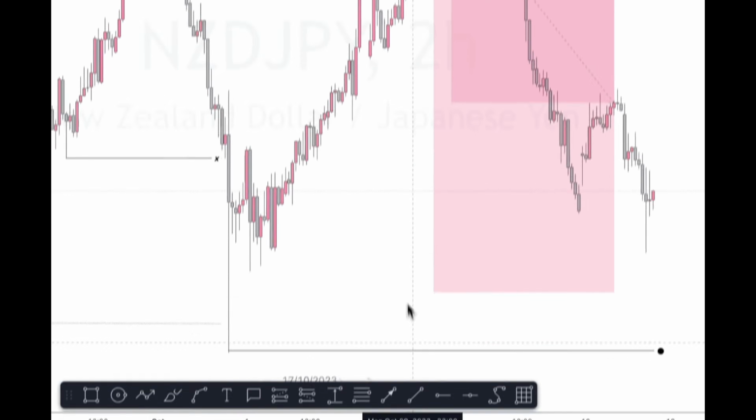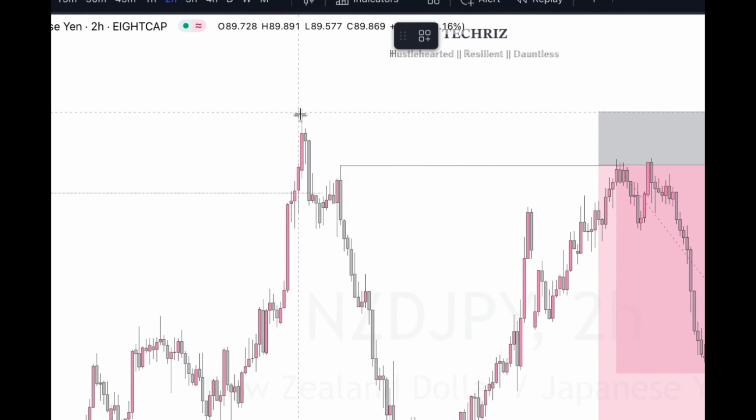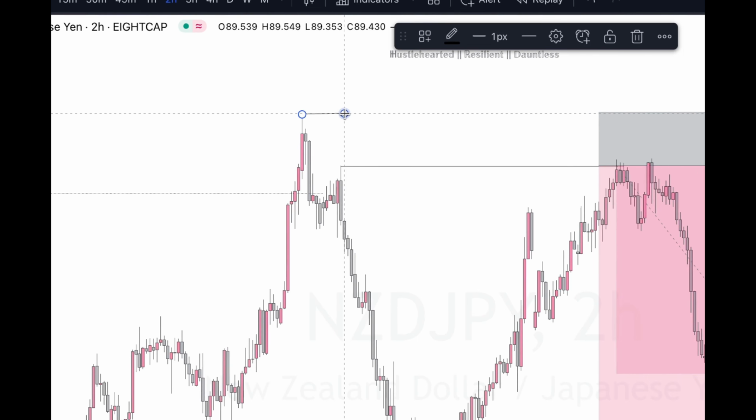Your SL is above this particular high, because this particular high is the what? That is external range liquidity, right? That particular high is the what? External range liquidity.